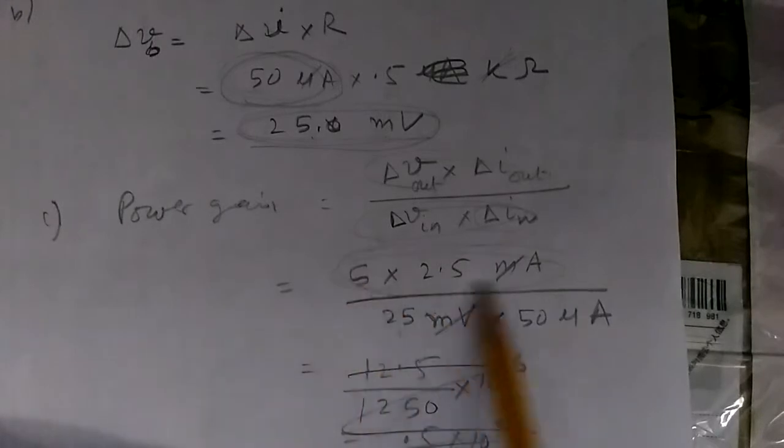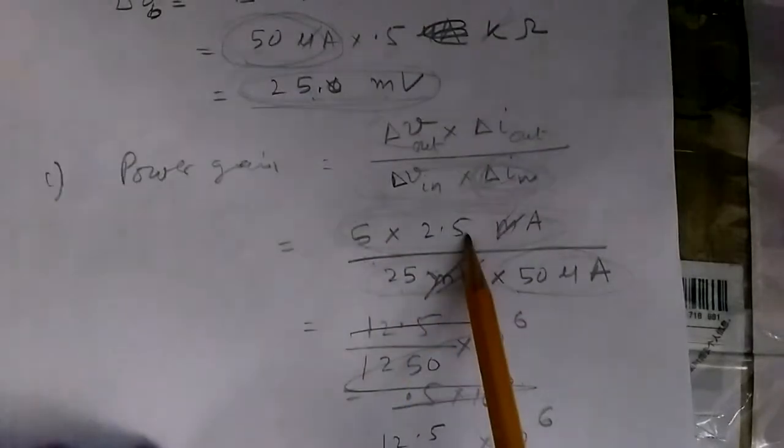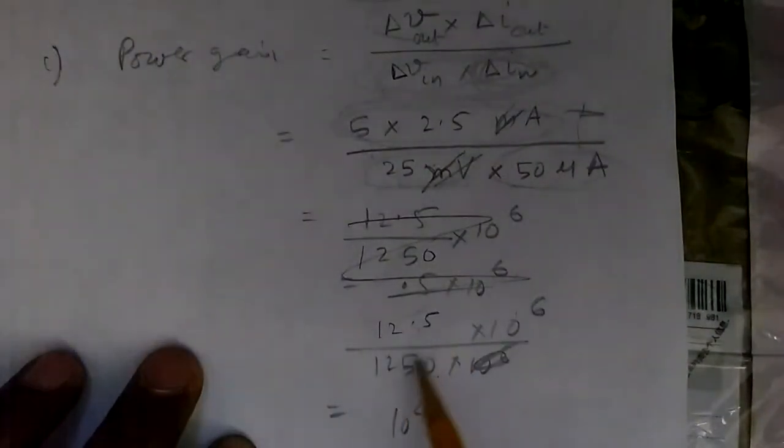Now delta V out we calculated in part A as 5 volt. The change in the output voltage is 5 volt, and we know that the change in the output collector current was 2.5 milliampere. So we multiply 5 by 2.5 milliampere. This is the change in the output power. On the input side, we were given delta I in as 50 microampere, and the change in the voltage across that resistor we calculated in part B as 25 millivolt. The power gain will be the ratio of these two. Milli cancels here, and 5 into 2.5 is 12.5. Then 25 into 50 is 1250, and micro goes up, becomes 10 to the power 6. 12.5 and 1250 gives 100. 10 to the power 6 divided by 100 is 10 to the power 4. So this is the power gain.